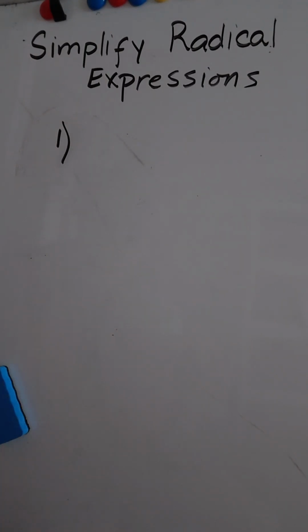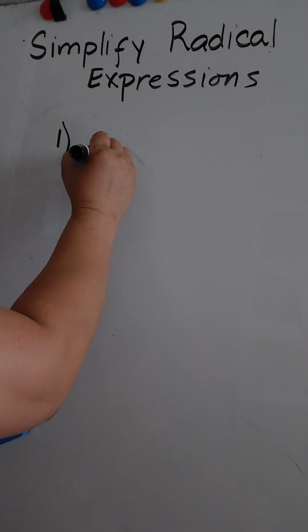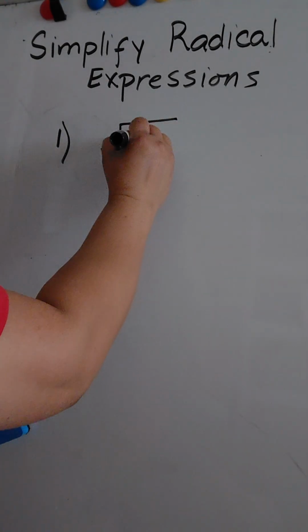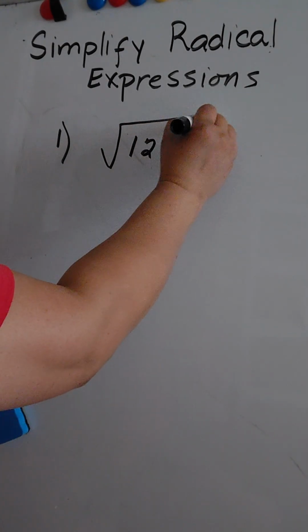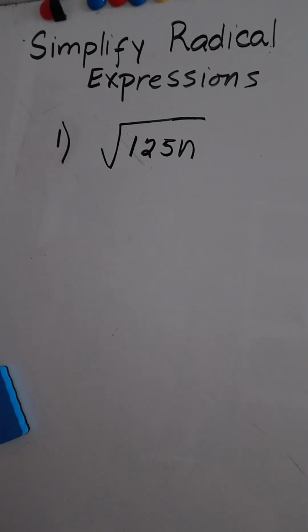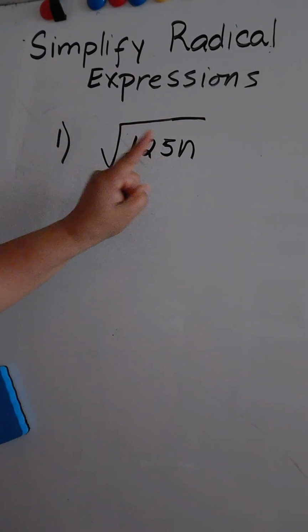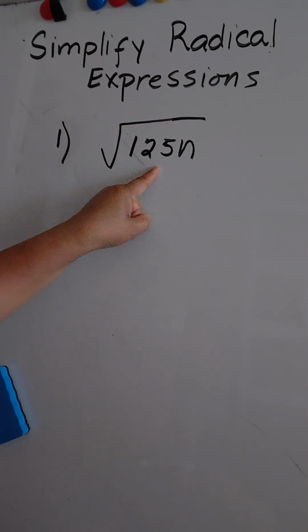Hello. So today we are going to learn how to simplify radical expressions. Okay, let's have example number 1. The square root of 125n. Now, in simplifying a radical expression, since it is a square root, we are going to find the factors. Oh, by the way, 125 is our radicand.